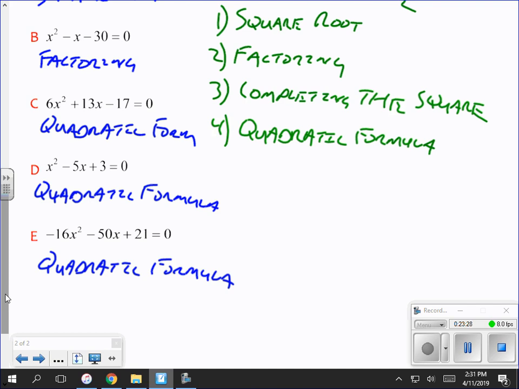Now, notice there was one I never used on any of them: completing the square. I hate completing the square for solving quadratics. I wouldn't use it unless I was told I had to use it. What? Factoring is the. Okay. Questions?